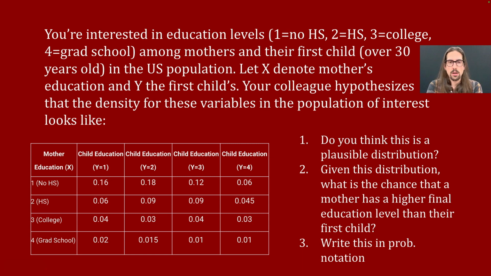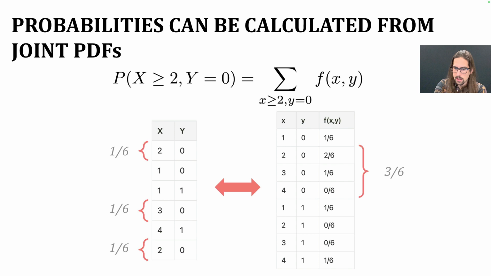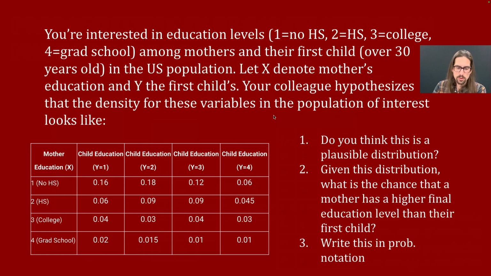I've given it to you here as a two-way table, but remember you could also look at this as a table like we were looking at here, where you have the mother's education, the child's education, and then the density. This is just another way of organizing those data. Once you have more than two random variables, you can't do this unless you have a 3D table, like a cube, but it gets ugly. But in this case, I'm giving it to you like this because it's nice. And I have a couple of questions here.